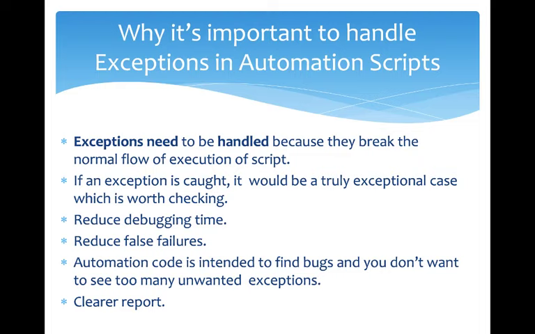Reduce false failures, of course, if you know the correct reasons. Automation code is intended to find bugs, and you don't want to see many unwanted exceptions, that's for sure. And then your reports will be clear. Your reports will not have raw exceptions, because now you are handling them correctly, so you can post the correct reasons and the correct user messages.